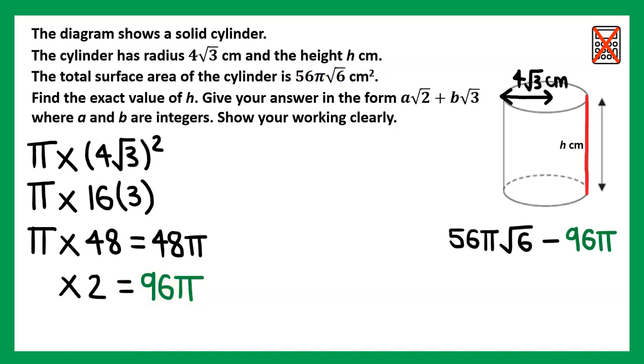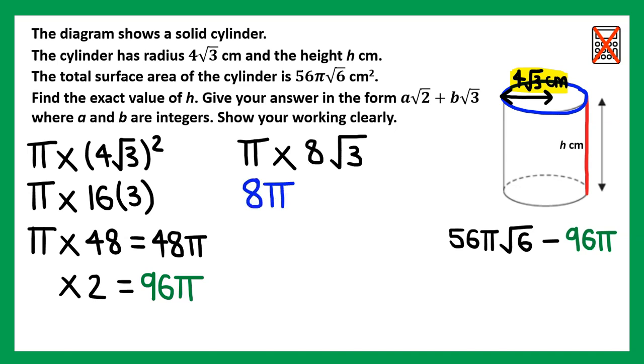And to work out the height, which is one length of the rectangle, I would need to divide by the other length of the rectangle, which is the same as the one that wraps around the edge of the circumference of the circle. And the circumference of the circle is worked out by doing pi times the diameter. The diameter would be 2 lots of the radius, so 2 lots of 4 root 3 is 8 root 3, meaning this length would be 8 pi root 3.